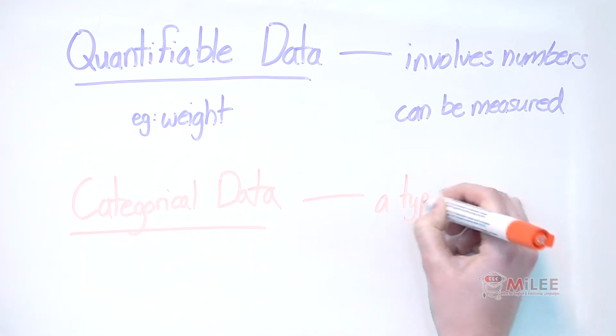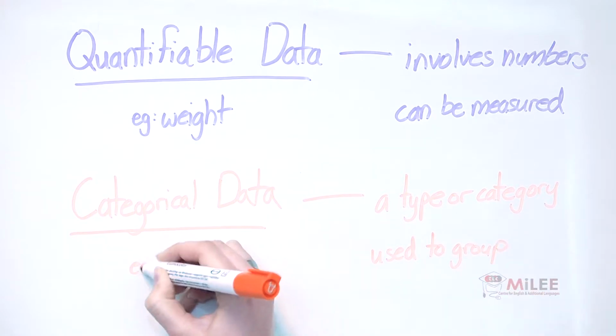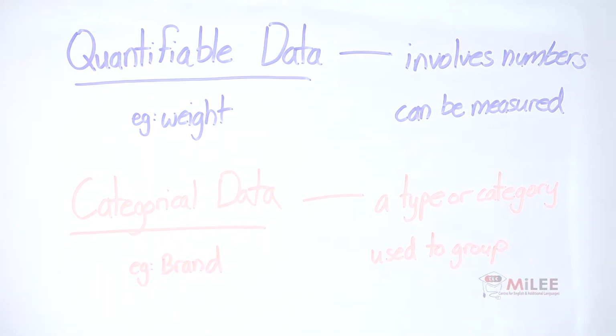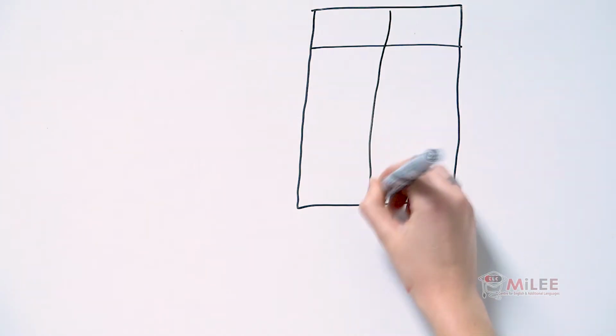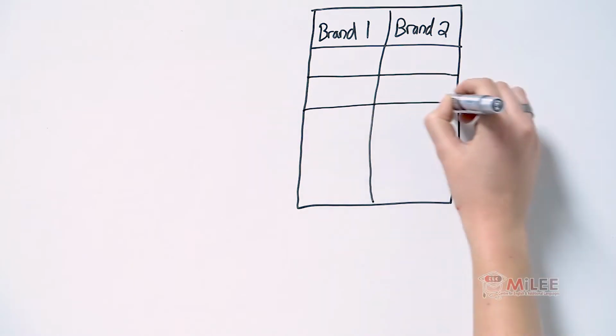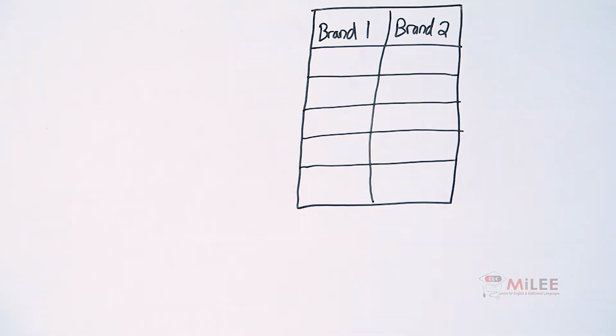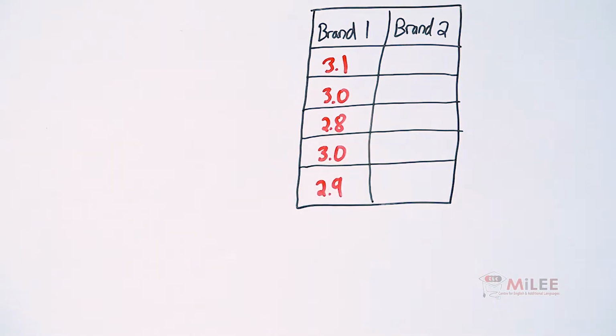Categorical data is information that can't be counted. It's more like an attribute, or category, or type. For example, the brand of gummy bears or the color. So let's go back to our data table. Because you have quantifiable data for the weight of the gummy bears, you can calculate the average weight for each brand. We call this average a mean.